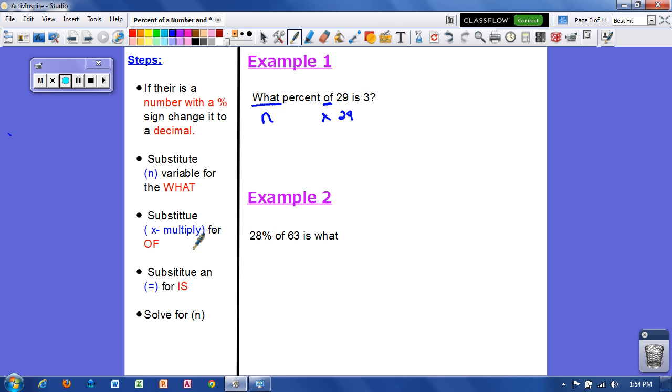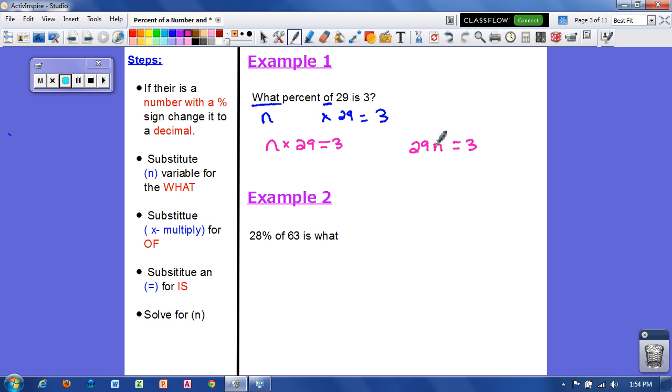Now I have the word is. Is means equals, and then 3. So all I have to do is copy down what goes with what word and bring the numbers down, and I have literally just created an equation. So I have N times 29 equals 3. And if you remember from our one-step equations, whenever you have a letter times a number, we can just write it this way. So 29n equals 3.